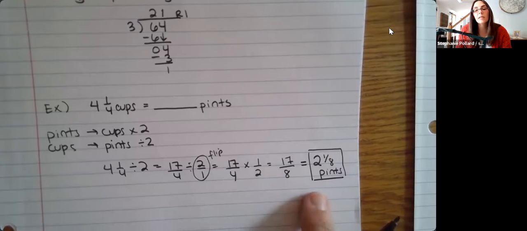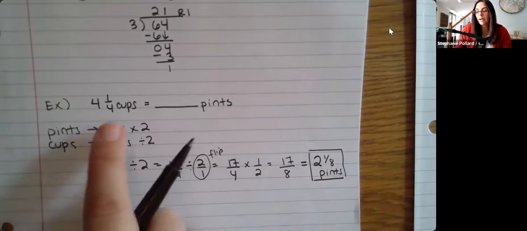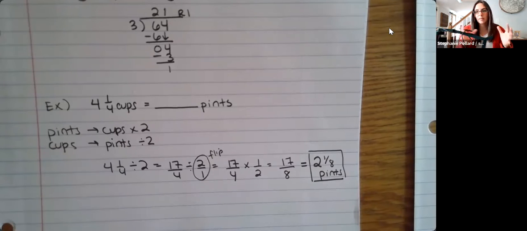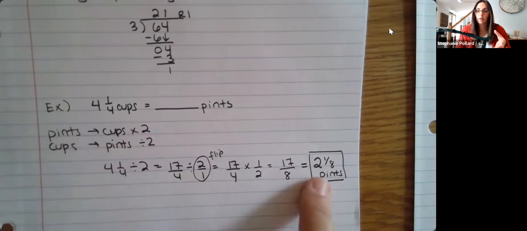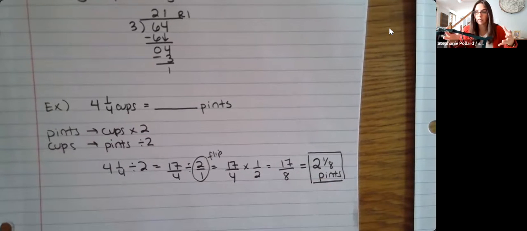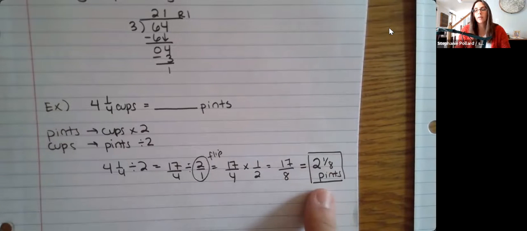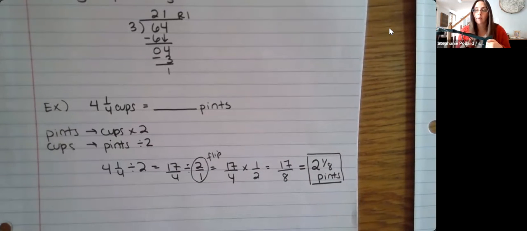Now this does make sense, right? Again, think about it. You're going from cups to pints, and it's 1 pint per 2 cups. So it does make sense that you have fewer pints, right? Because it's a bigger unit. So you're going from 4 1/4 cups to 2 1/8 pints, again, because the pint is a bigger unit than a cup is. So that number makes sense.